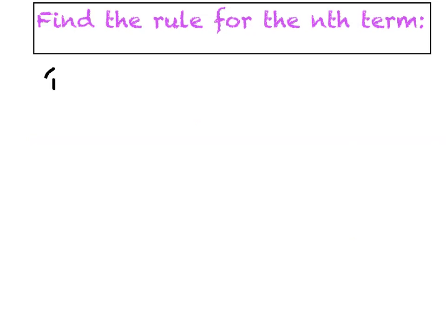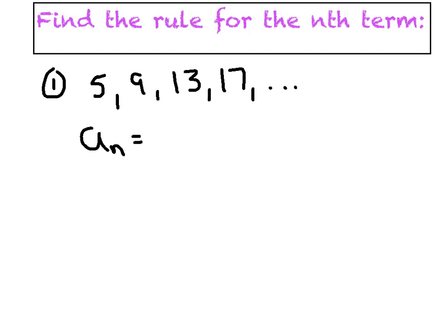Here's a really good example to get us going. What if they presented us with the sequence 5, 9, 13, 17, and so on, and they're simply asking us to find the rule for the nth term? I'm just going to refresh my memory, and here's the formula I had to memorize. The nth term is always equal to, whoops, I screwed that up, that needs to be a sub 1. So it'll be the first term plus the common difference times the quantity n minus 1.